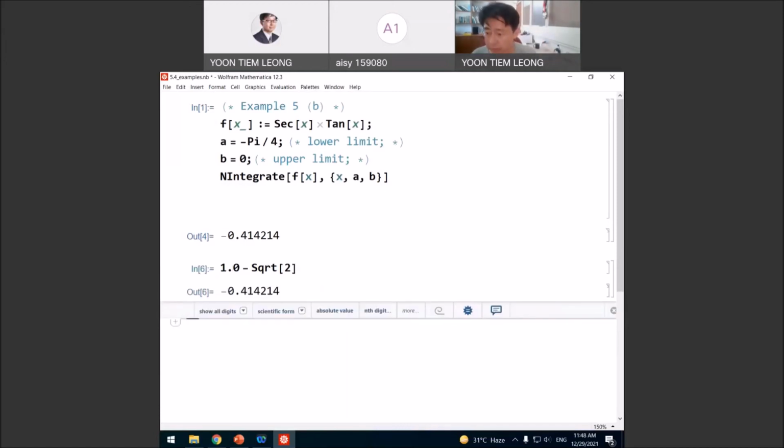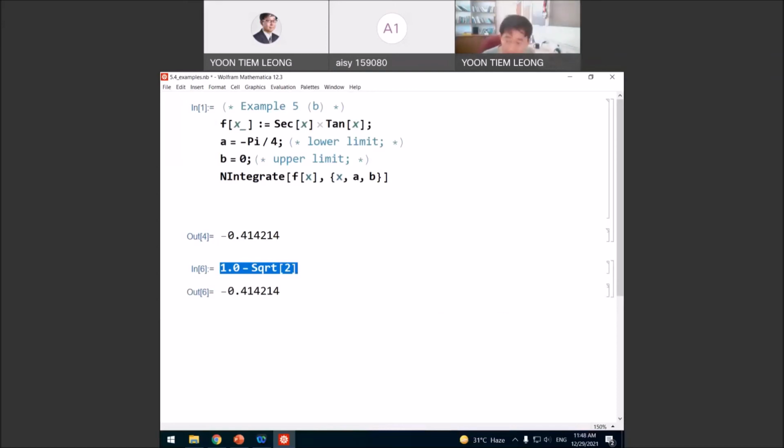So this is the theoretical value which I calculated using my iPad, and this is the number that is provided by Mathematica, and they agree. So that means my answer is correct. So that is how you can use Mathematica to perform a numerical integration to obtain the definite integrals.